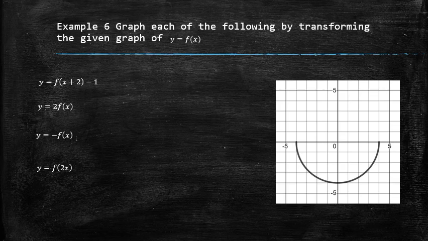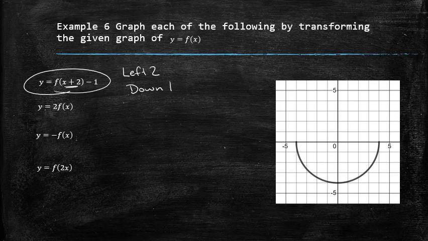All right, so for the first one, we want to graph y equals f of the quantity x plus 2, and then minus 1. So x plus 2, that's going to be a horizontal change. Remember, horizontal changes are always the opposite of what we might think. So plus 2 is really going to move the graph to the left 2 units. The minus 1 is going to move it down 1.